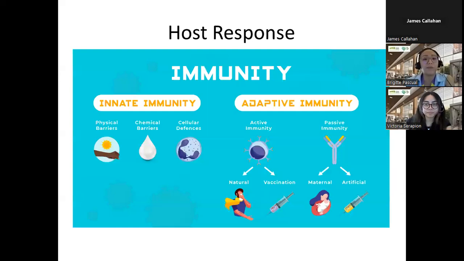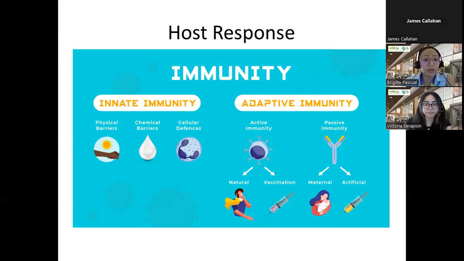Next slide, please. Host response talks about the immune system or immune response of the host. The immune system provides two levels of defenses: your cellular or innate immunity and humoral or adaptive immunity. Innate or cellular immunity is the spontaneous and first line of defense against pathogens and effectively wards off infections by keeping pathogens in check. It is non-specific, and the cellular immunity includes physical barriers such as your skin, chemical barriers, and cellular defenses such as your basophils, eosinophils, neutrophils, monocytes, and macrophages.